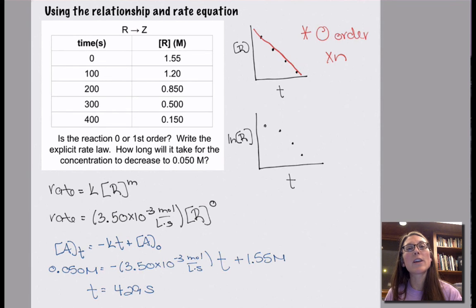And so there you see that we can use these graphical and mathematical relationships to both determine the order of a reaction and demonstrate whether it's zero order or first order, to write an explicit rate law, and also to calculate the concentration as time changes, or find the time it takes for the concentration to change.